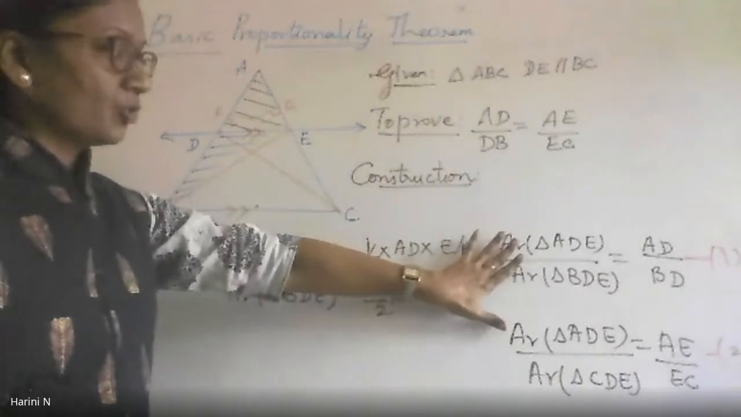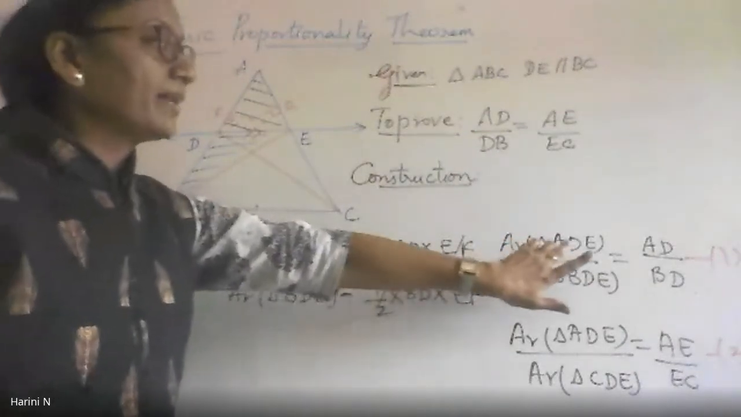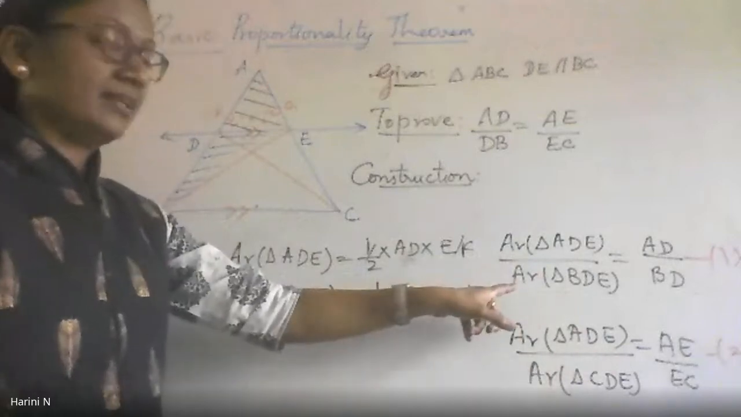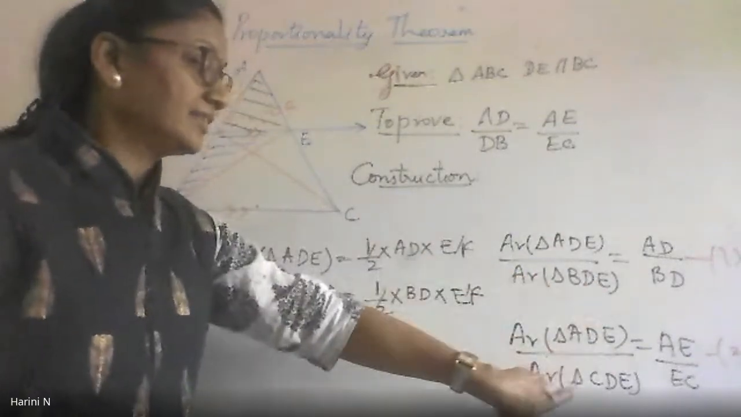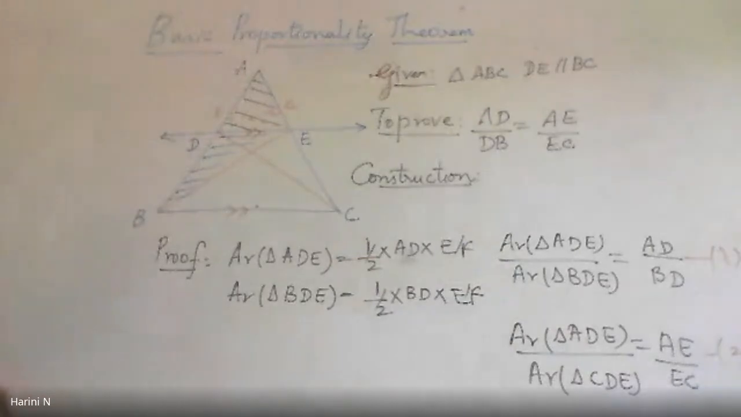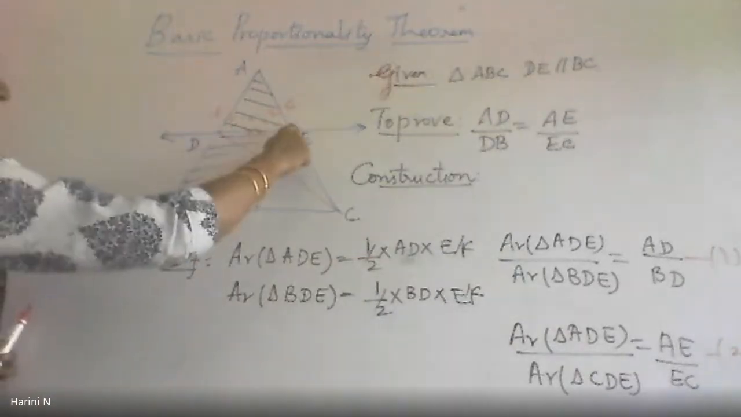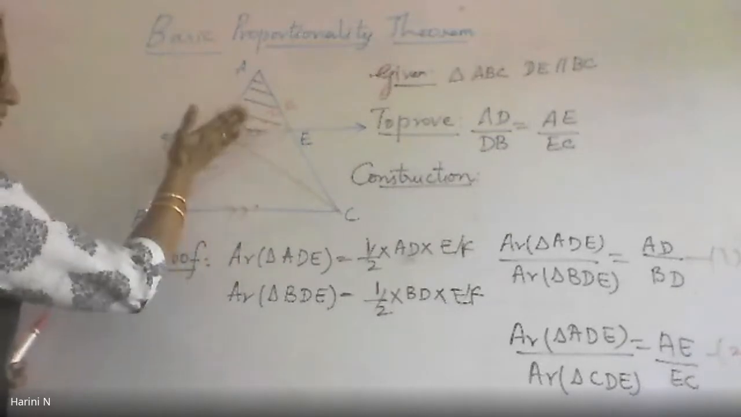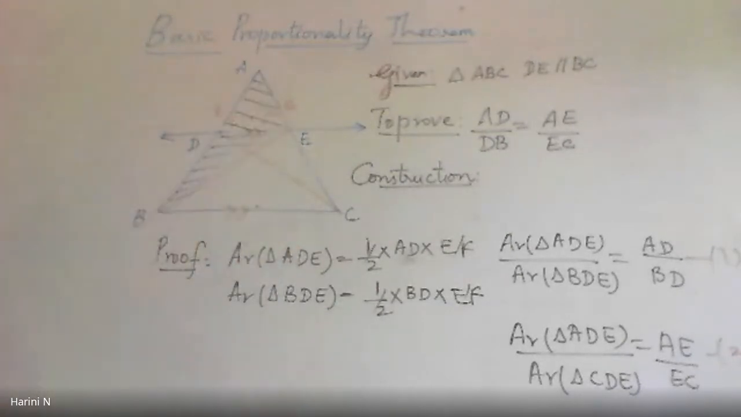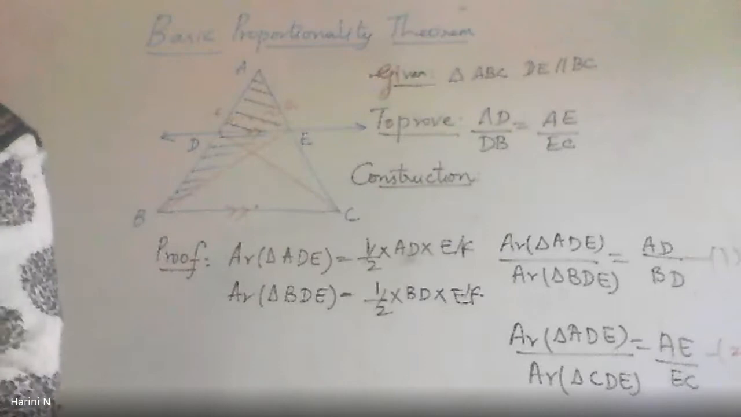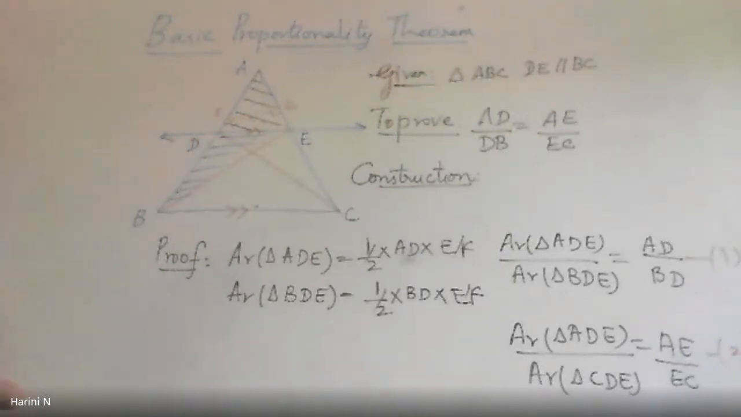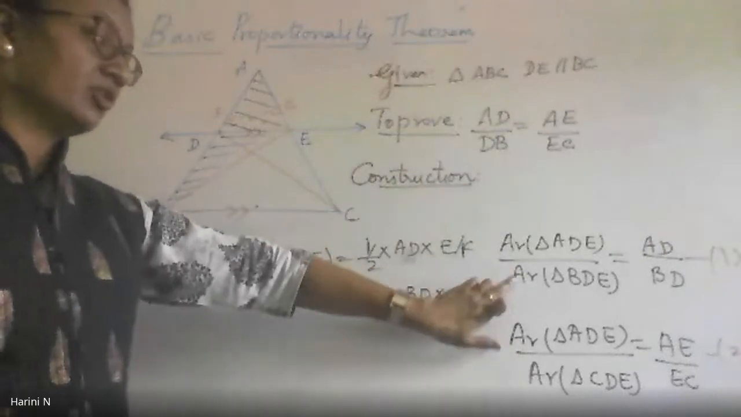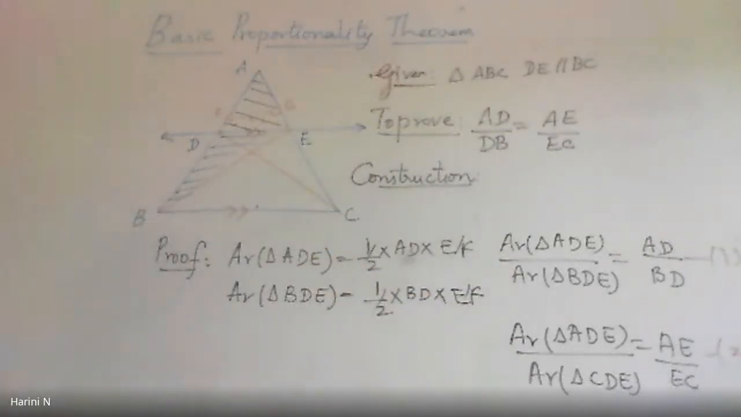So how will I show this? Look at the numerator, ADE, ADE. It is the same. What about the denominator, BDE, CDE? Look at the area of triangle BDE and the area of triangle CDE. These two areas, this triangle and this triangle. How can I show that they are equal? Is there any way in which I can show that they are equal? Because the numerator is already the same. If I say the denominators are also the same, then my job is done.